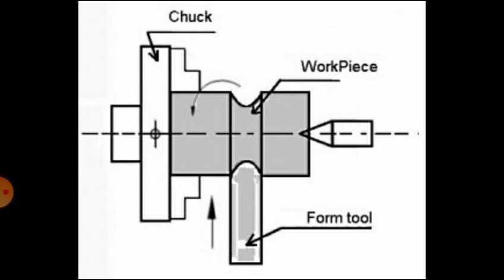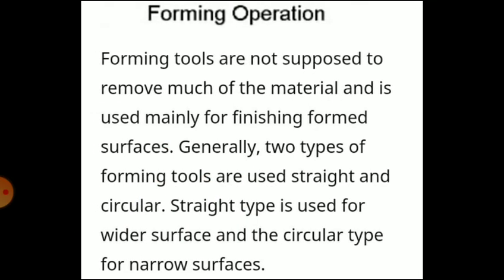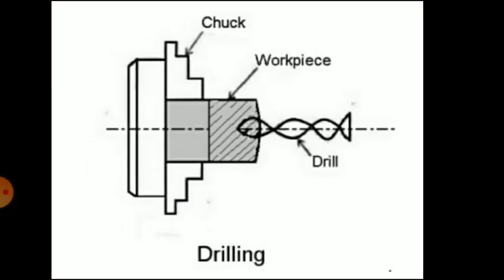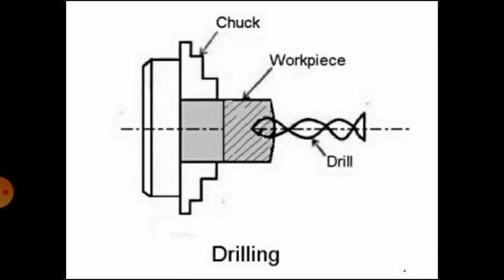Then forming operation. So you can see the forming operation in a diagram. Forming tools are not supposed to remove much of the material and are used mainly for finishing form surfaces. Generally, two types of forming tools are used, straight and circular. Straight type tools are used for the wider surface and circular type tools are used for narrow surface.